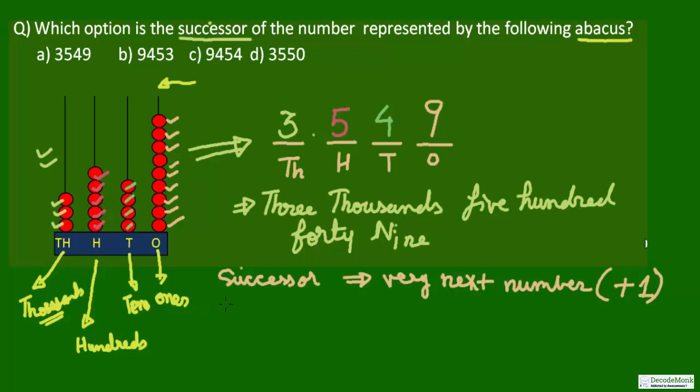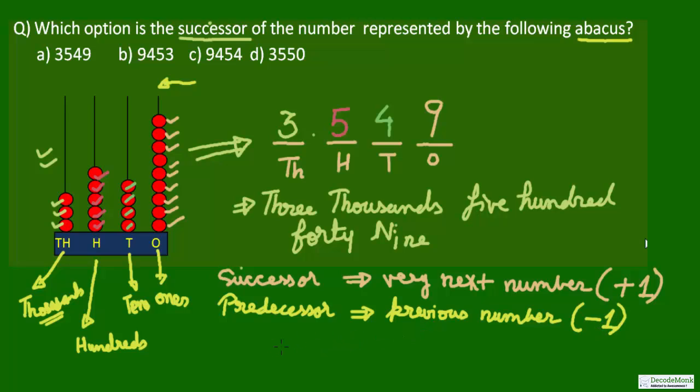The opposite of successor is predecessor. Predecessor means the previous number, which means you have to do minus 1 from that particular number. For example, if we take 4 as one of the numbers, then if you do plus 1, 5 will be the successor of 4, and if we do minus 1, we will come to 3. So 3 is the predecessor of 4. I hope you have understood. So now let us solve our question.